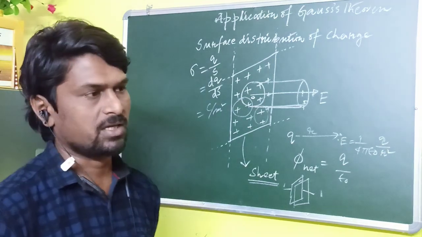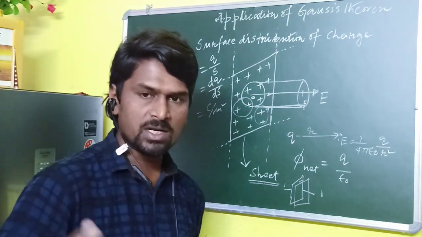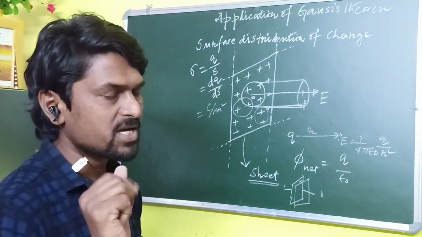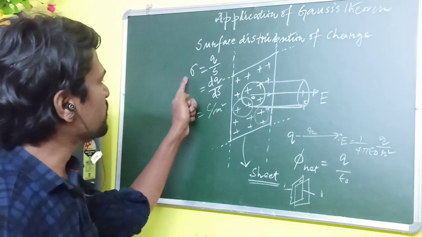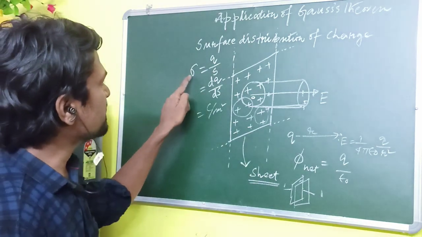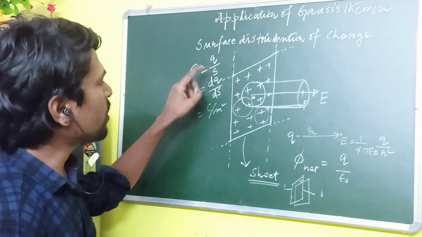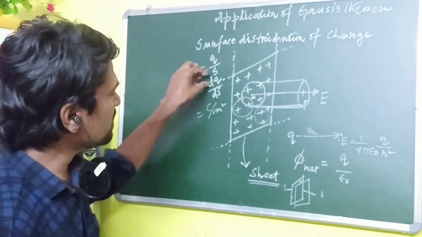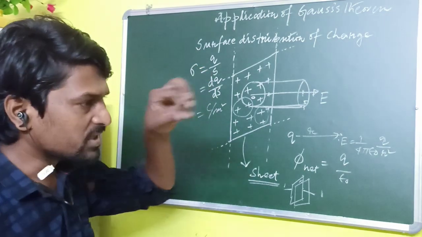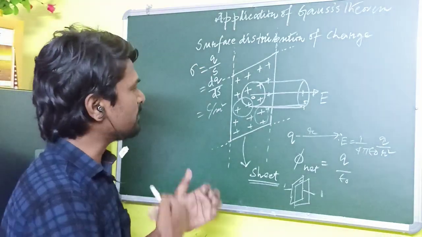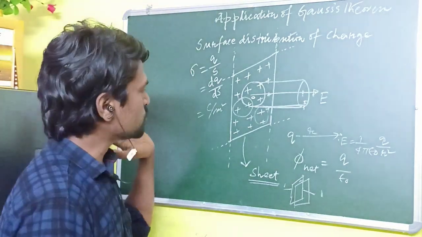If it is linearly distributed along a particular line, then you have to take lambda equal to q by total line length. If a surface is given, then you have to take sigma, the surface density of charge, that is q by total surface area, or you can take a small portion: the charge contained within the small portion divided by the surface area of that portion, and the unit is coulomb per meter square.